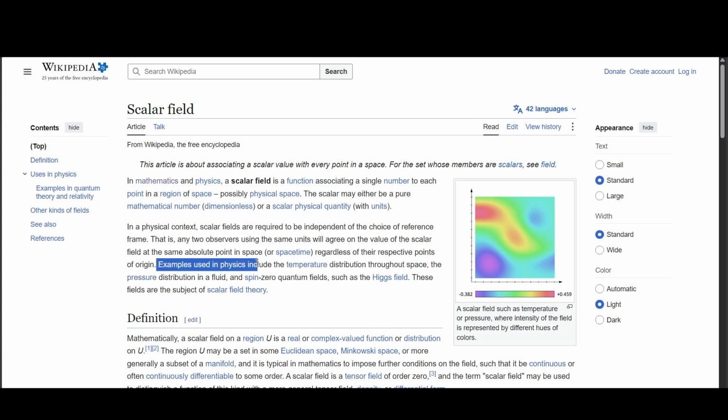Examples used in physics include the temperature distribution throughout space, the pressure distribution in a fluid, and spin zero quantum fields such as the Higgs field. These fields are the subject of scalar field theory.